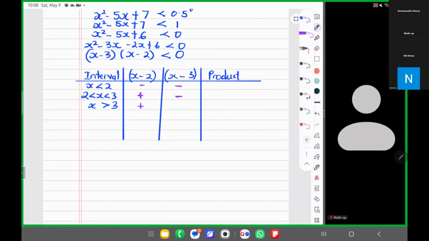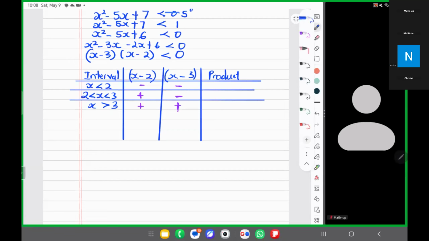Then when x is greater than 3, I can choose a value such as 4. 4 minus 3 gives me 1, which is positive. Then I get the product for each of those values of x. So when I multiply a negative times a negative, I'll get a positive product. When I multiply a positive and a negative, I'll get a negative product. And when I multiply a positive and a positive, I'll get a positive product.